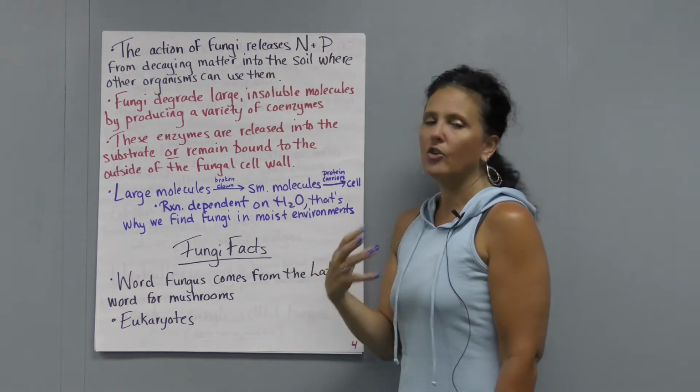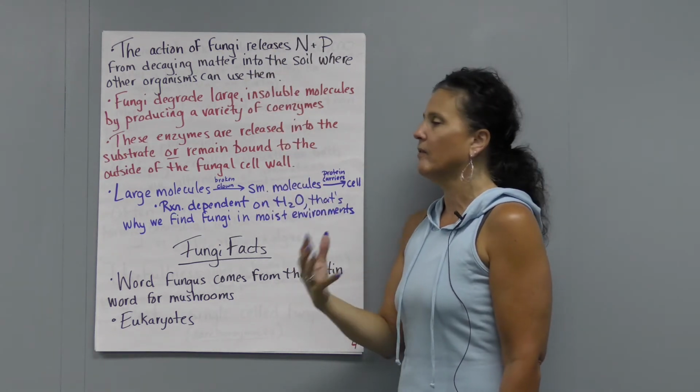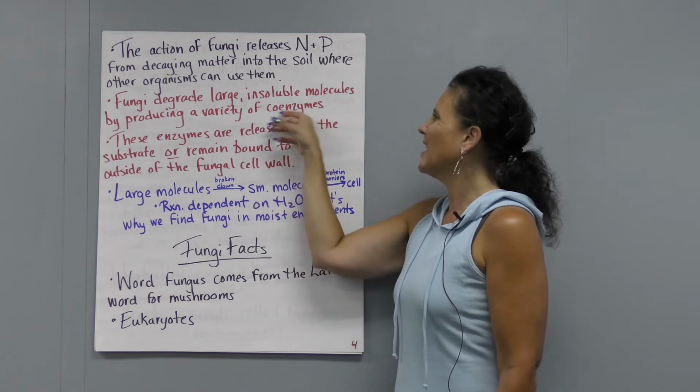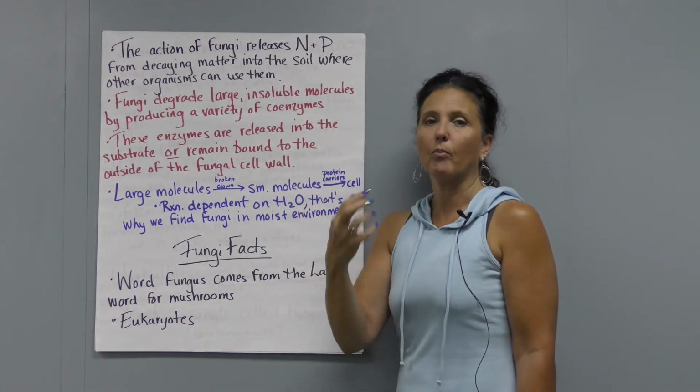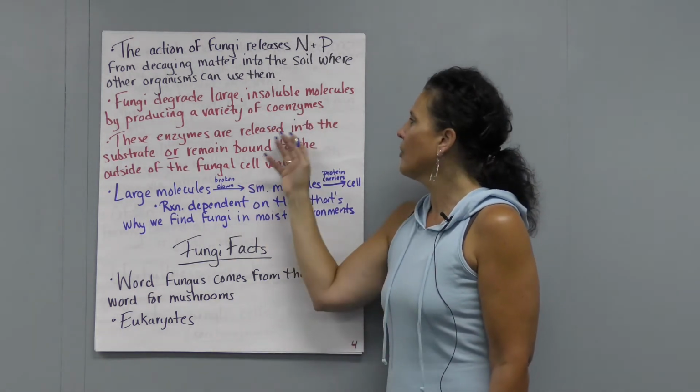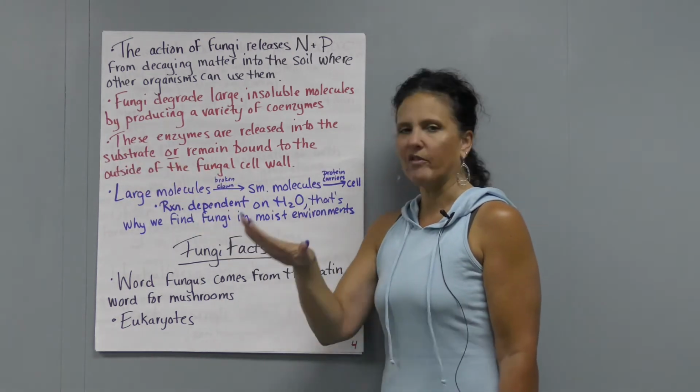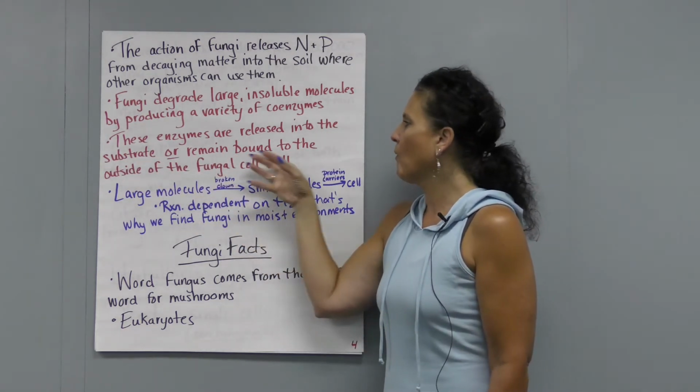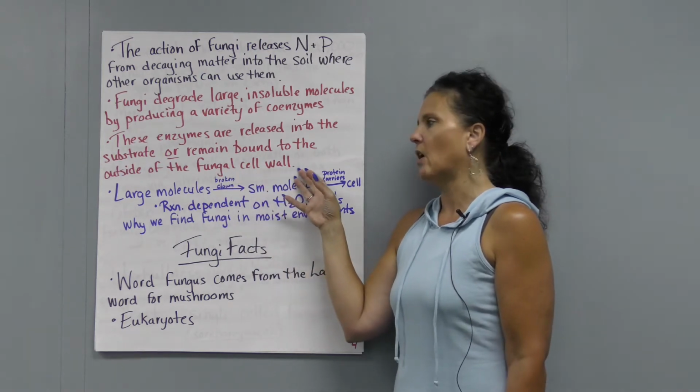Fungi degrade large insoluble molecules by producing a variety of coenzymes. These enzymes sort of eat the molecules or break the molecules down. They're released into the substrate, that's whatever something's laying on, or they remain bound to the outside of the fungal cell wall, right?